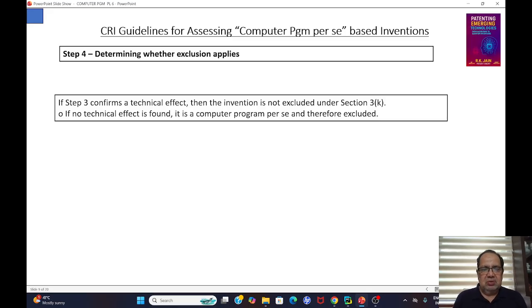some technical effect, assessing this, we can conclude if there is a technical effect, then it would not be excluded under section 3K, and then it would be potentially patentable. But if there is no technical effect, then it is a computer program per se and therefore excluded. So now, once we have got some basic understanding of the structured approach which the CRI guidelines have provided, let us take a real life example.